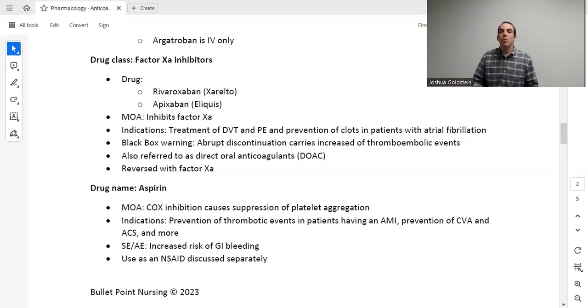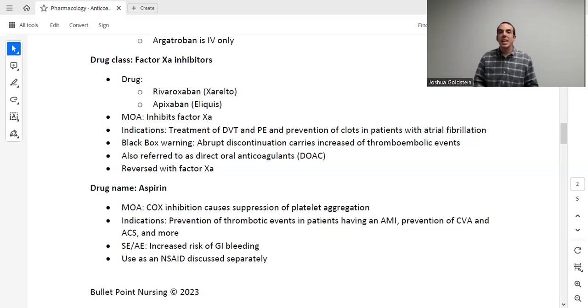The next drug we have is an antiplatelet, the first antiplatelet that we're going to talk about, and the drug is aspirin. You should recognize this from way back when, I think our second lecture, where we talked about NSAIDs. This drug is an NSAID, aspirin, acetylsalicylic acid. The mechanism of action is that it inhibits COX, which causes suppression of platelet aggregation. This is the only NSAID that causes that inhibition of platelet aggregation. The indications for this are prevention of thrombotic events, such as a heart attack, stroke, and so on.